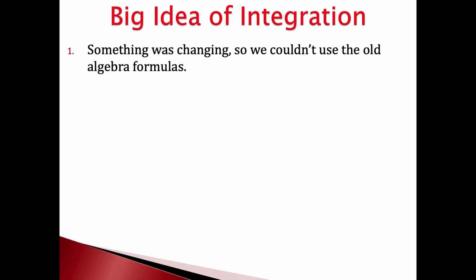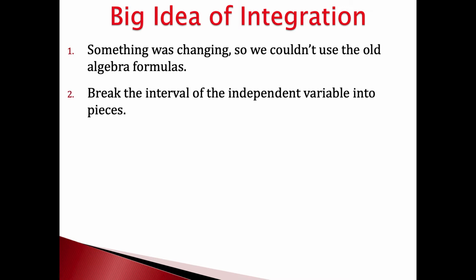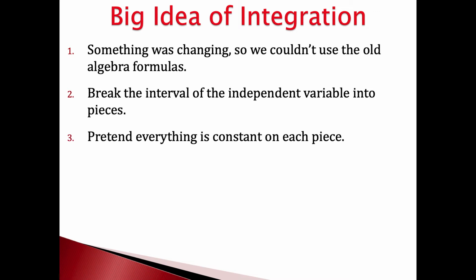So we've seen some examples in our previous videos where something was changing, the velocity or the height of a graph. So we couldn't use old algebra formulas like distance is rate times time, or the area is always the height of a rectangle times its width. So what we did is we broke the interval where the independent variable, usually x if we're talking about a graph, or t if we were talking about velocity because our variable was time, we break that interval up into little pieces. And then we would pretend that what was changing wasn't on each of those pieces.